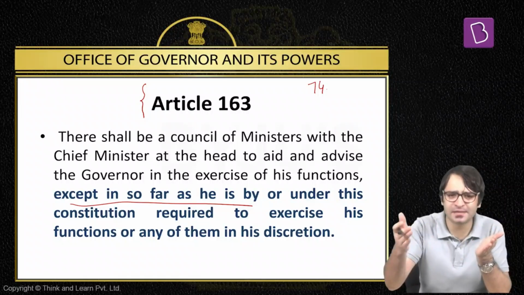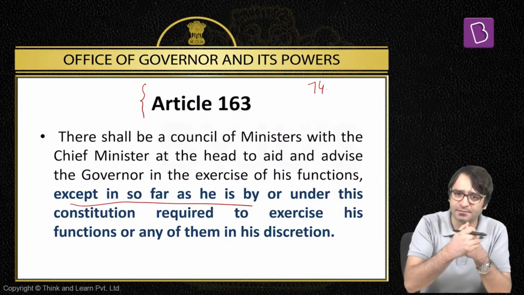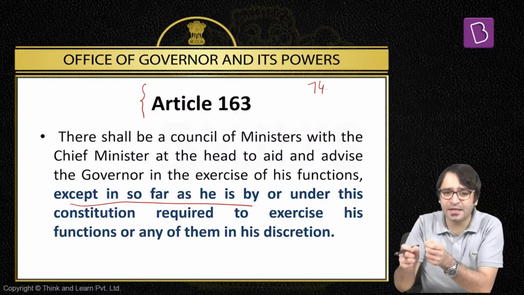To aid and advise the governor, who shall act on that advice. Chief Minister advising the governor, please appoint this minister. He's bound by that advice. Please appoint Advocate General of that state. He's bound by that advice. Except when the governor has to act in his discretion.